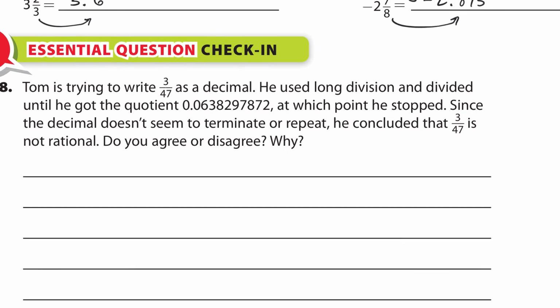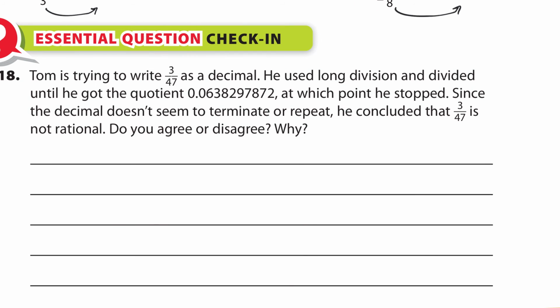And this one, Tom is trying to write 3 over 47 as a decimal. He used long division and divided until he got the quotient. And the quotient means the answer after you divide. So he got this, at which point he stopped. Since the decimal doesn't seem to terminate or repeat, he concluded that 3 over 47 is not rational. Do you agree or disagree?